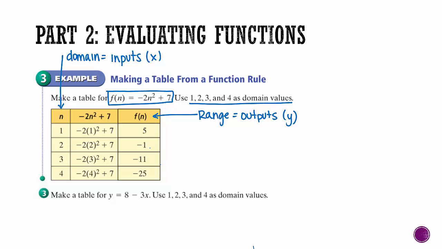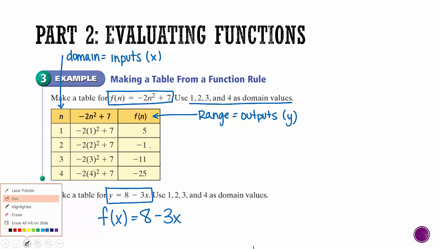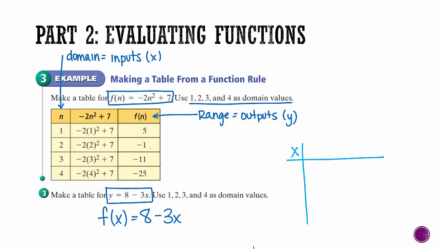So make a table for y equals 8 minus 3x. Now this isn't in function notation, but we could just as easily write this as f of x equals 8 minus 3x. And remember, the only real difference here is that if we write it with f of x, we know what we plugged in to get our answer out. So let's set up a table. I'm going to plug in something for x. I'm going to have my function, which is 8 minus 3x, and I'm going to get something out, f of x. It told me to use 1, 2, 3, and 4 as my domains.